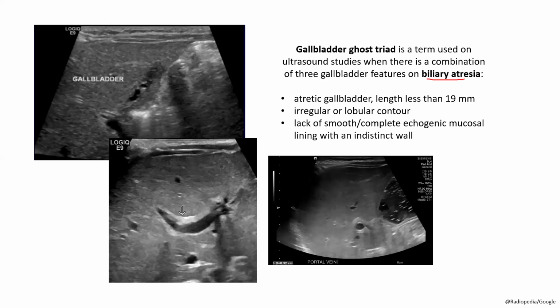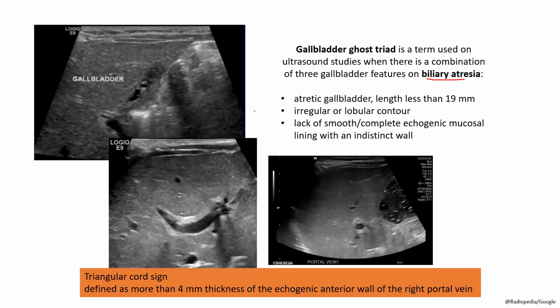There is one more sign which is seen in biliary atresia, and that is triangular cord sign, and it is because of thickening of the anterior wall of right portal vein. So this is right portal vein, this is anterior wall of the right portal vein, and it is thickened and echogenic. So this is triangular cord sign.